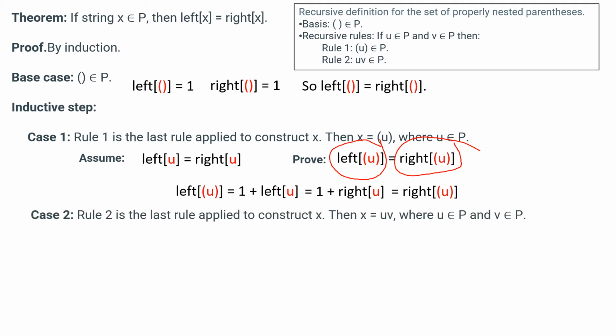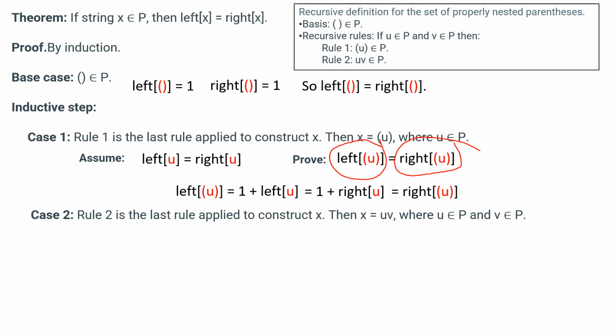Now let's look at case 2. Case 2, remember, says we start with u and v both being properly nested, and then we put the two together, and then we know that they're also properly nested. But what we need to prove here is that that new element that we would get when we put u and v together would also be balanced.